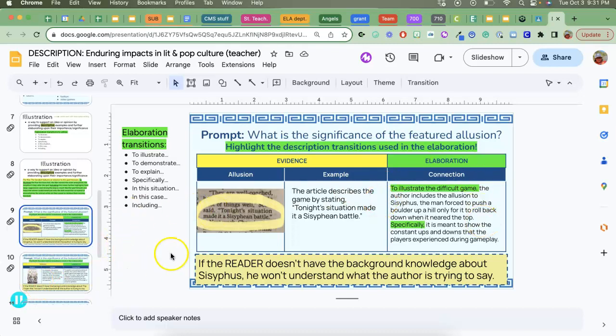Okay. All right, after you have this slide done, you're going to go to the next slide, and there will be a new screencast that explains that one.